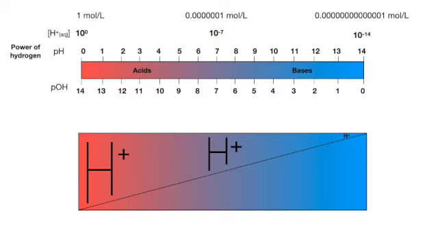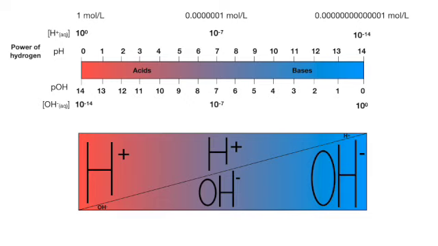Okay, same thing with the bases. I just take the exponents and make them positive, but it's going the other way. The OH negative is high on the right side of the scale. That's where my great concentration is. Okay, and so I still know that these are acids over here, these are bases.